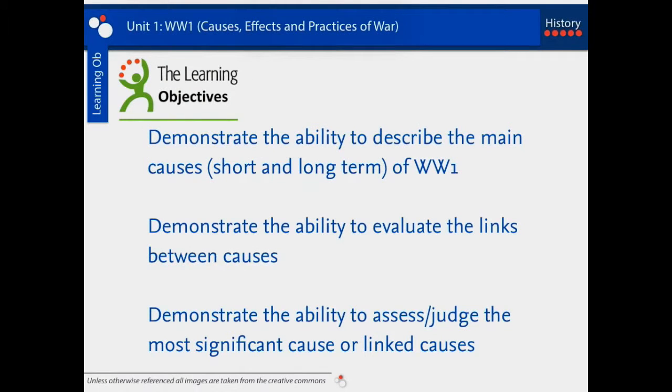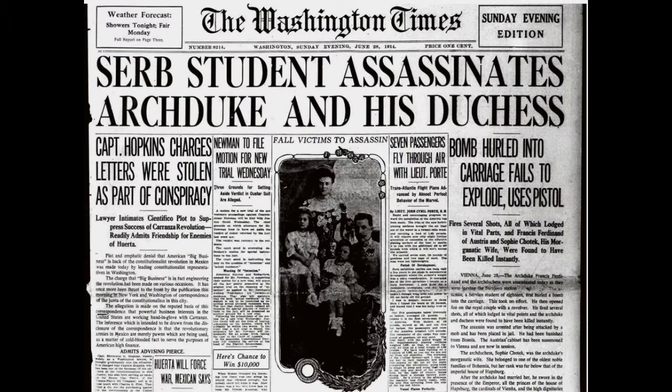So these are the learning objectives, three of them going up in complexity. First of all, being able to describe main causes, short and long term, then the ability to evaluate any links that exist between causes, and finally to be able to judge the most significant cause or identify any linked cause. As I said, this is not going to look at the July crisis.